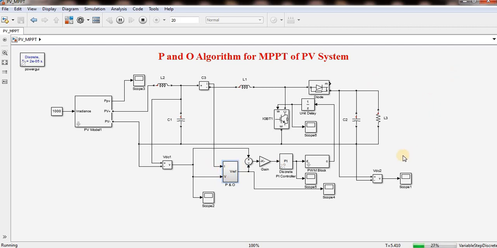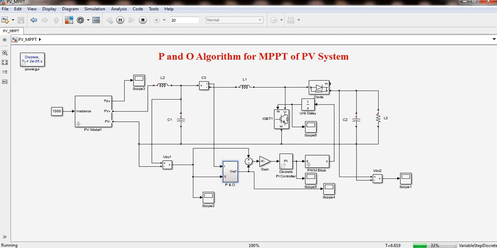If it is a standalone system, my logic will be different. If it is connected to a battery, my logic will be different. If it is connected to a DC motor, my P&O logic will be different. So don't think that the same P&O algorithm will work for all applications.